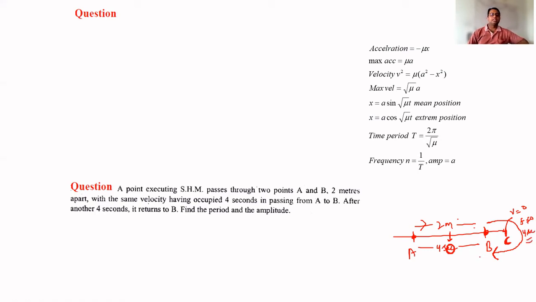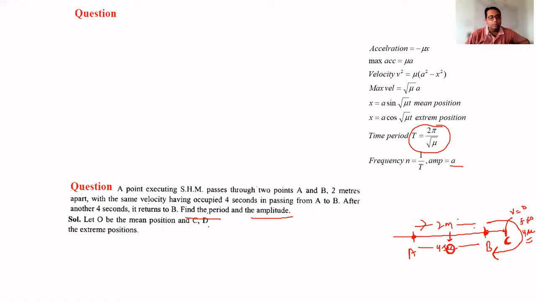After another 4 seconds it returns to B. So now we have to find the period and the amplitude. Period, that is the value of capital T, and the amplitude, the value of A. We have to find both of these things.